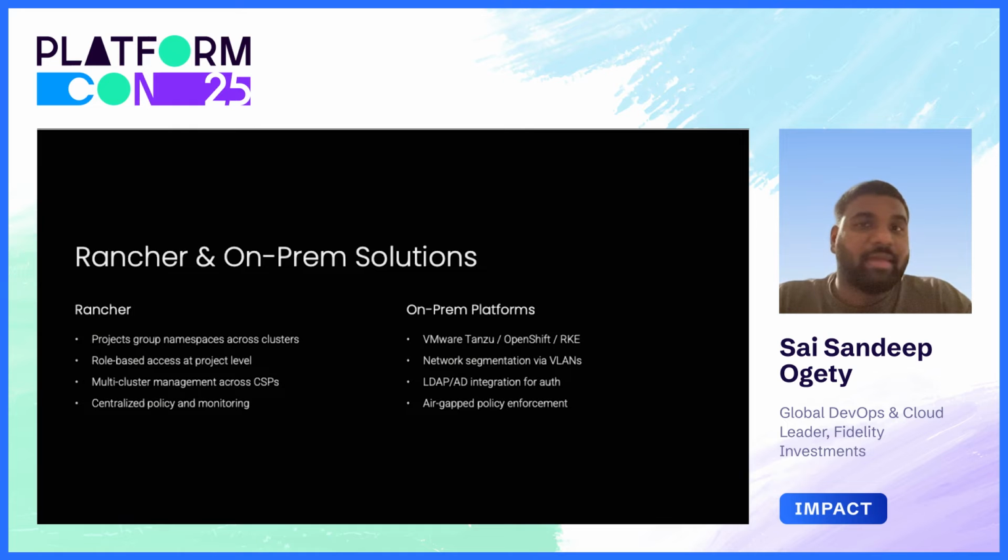With Rancher, you can create projects, which are logical groupings of namespaces across clusters, and also assign roles at the project level, which makes management easier for administrators. Rancher centralizes authentication using LDAP or AD, policy enforcement, logging and monitoring. Whether your cluster is running on EKS, AKS, GKE, or RKE, which is Rancher on bare metal, you get the same multi-tenant management patterns across the board.